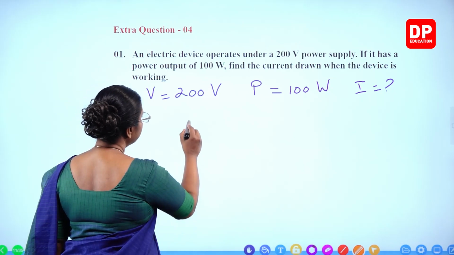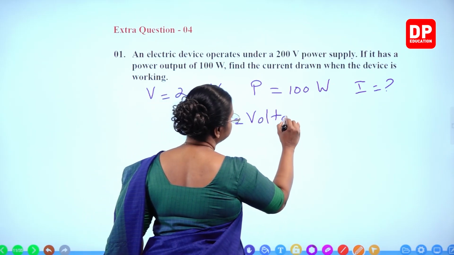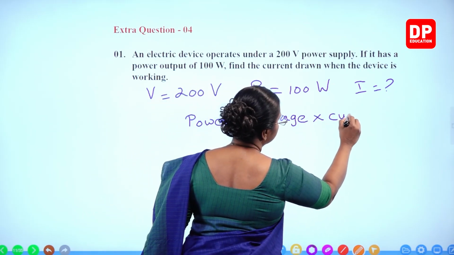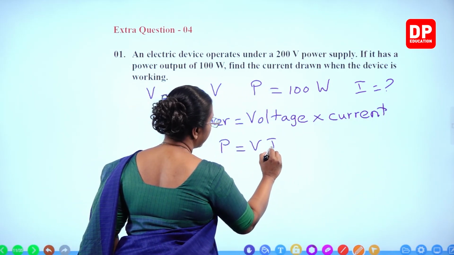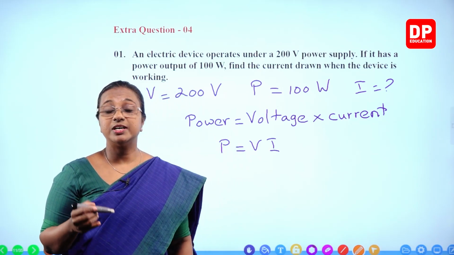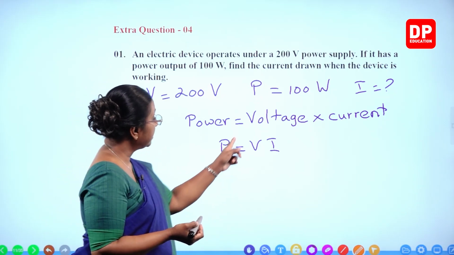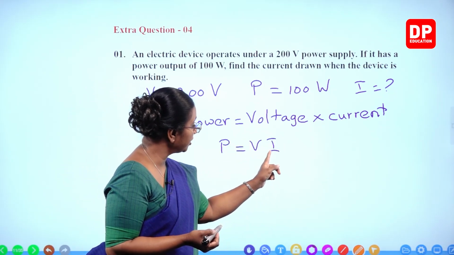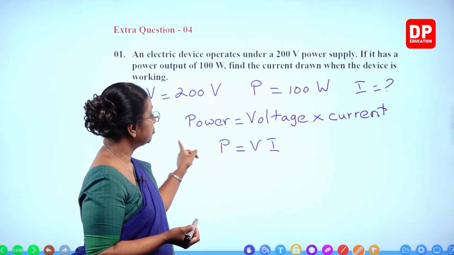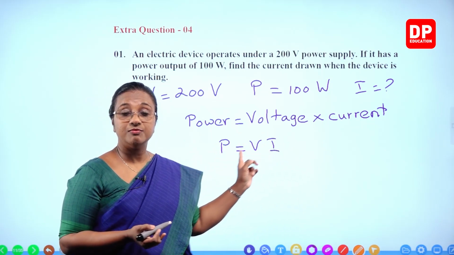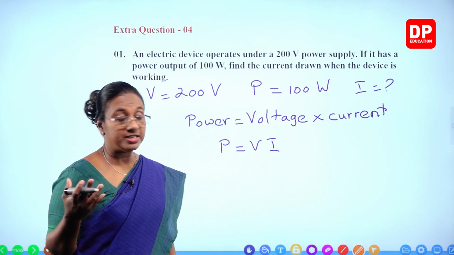You know the equation, power equals voltage into current. That is P equals VI. You all know what power is. Power is the work done in a unit time or the electric energy consumed in a unit time. That is calculated by multiplying voltage into current. So you can only write this equation, students. You don't have to write it in words and in symbols. Here, for you all to remember the equation, I am writing both.